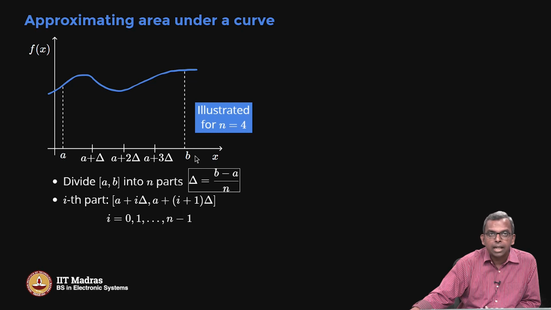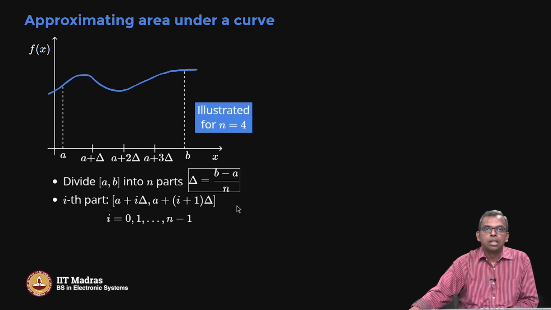What is a plus 4 delta? That is the same as b, right? Delta equals b minus a by 4, so b is a plus 4 delta. That is the notion of dividing a b into n parts equally. So, the ith part is a plus i delta to a plus i plus 1 delta. I hope you saw this. This is easy enough to see, illustrated here for 4.